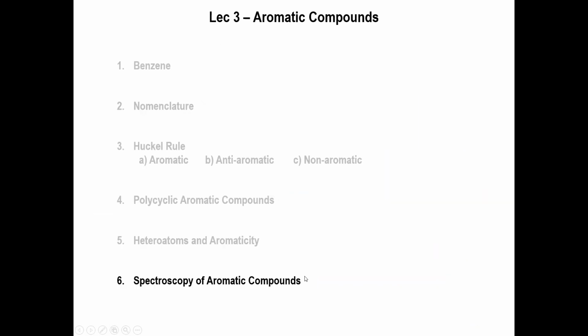Okay, so that concludes the investigation of polycyclic compounds that happen to have heteroatoms in them. In the next video, we're going to have a quick review of spectroscopy as it pertains to aromatic compounds, and that will be the end of the lecture. So see you in the next video.